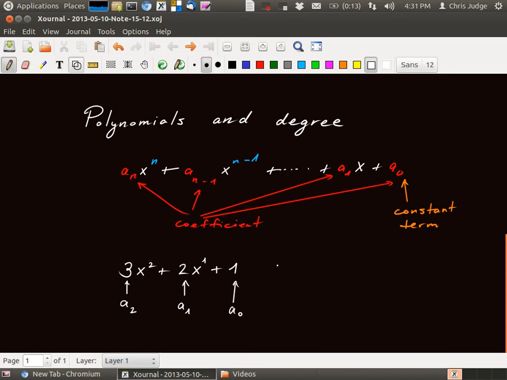Now, there's this highest power, so we have the power 2, the power 1, and if you like, the power 0, because x to the 0 is 1. This highest power is called the degree. So this is a degree 2 polynomial.